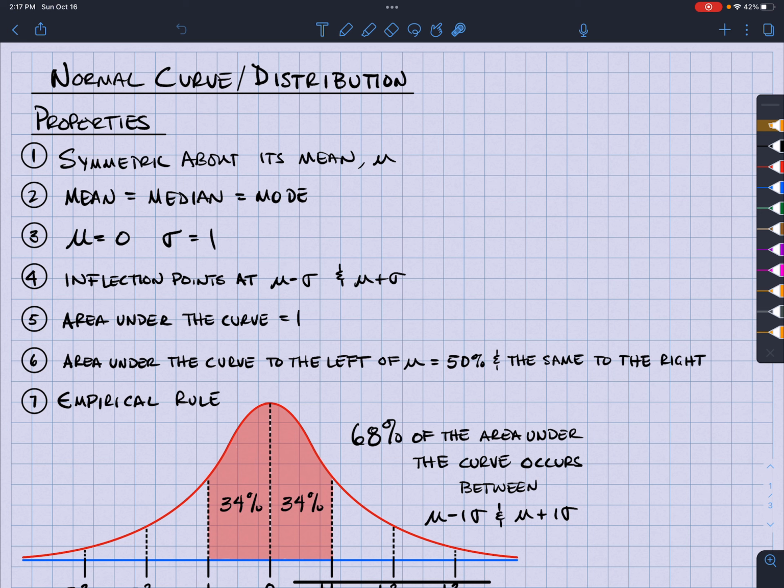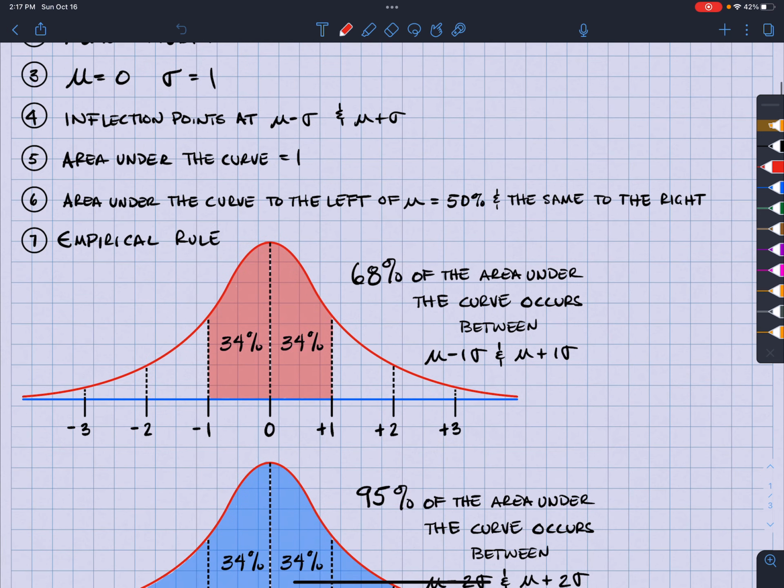What does that mean, inflection point? It means that the concavity changes at that point. So, in other words, if I look at it right here, to the left of this point it's concave up, and to the right of it, it starts to concave down. Okay, so that's what it means by inflection point. Same thing on this side: to the left of it is concave down, and to the right of it is concave up. So that is what the inflection point actually means.